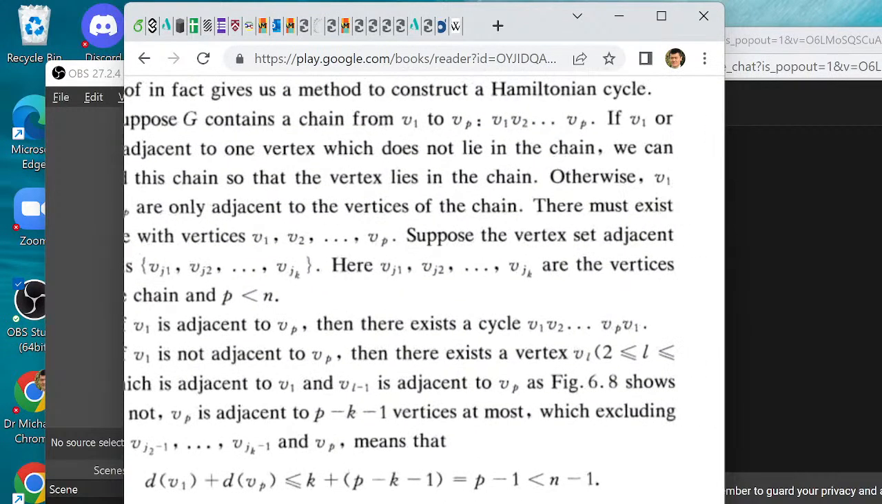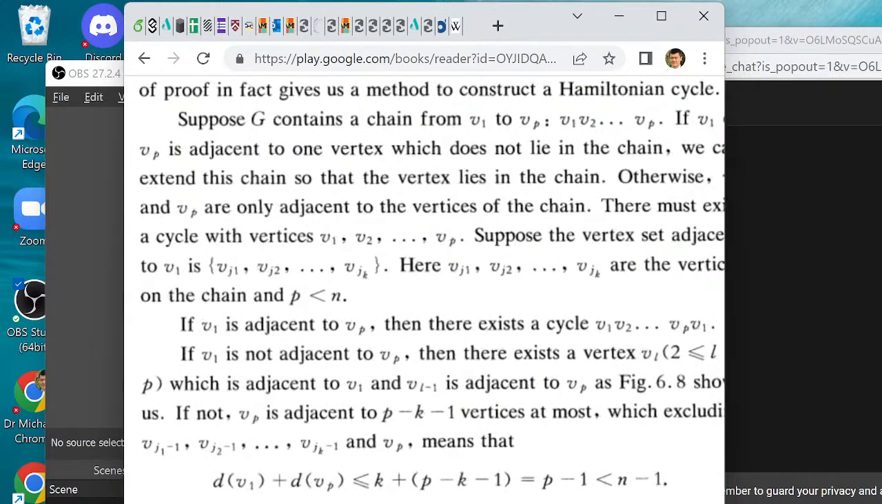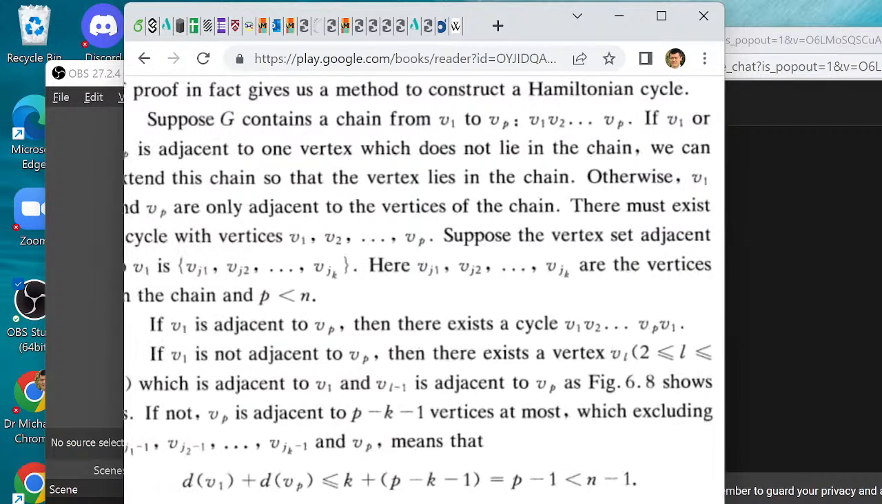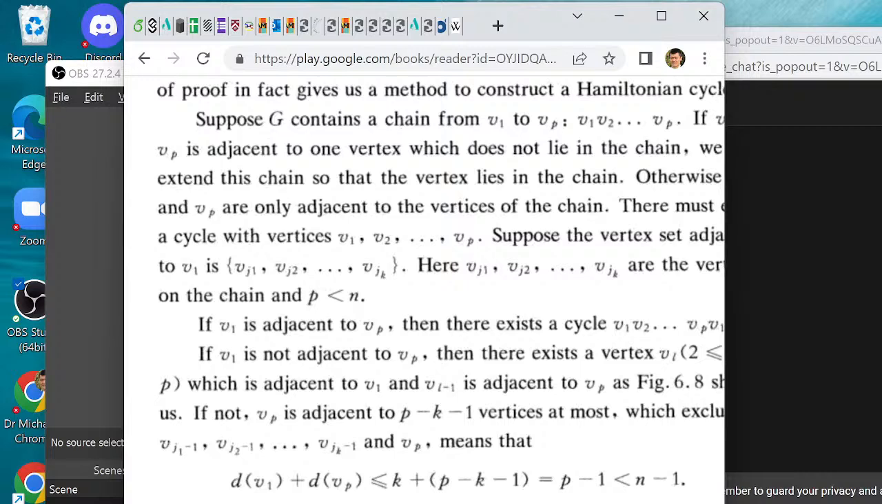Okay. Suppose the vertex set adjacent to V1 is all of that. So there's a bunch of vertices in the chain which are adjacent to V1. And suppose the chain is not the whole graph, the whole vertex set. So P is less than N.